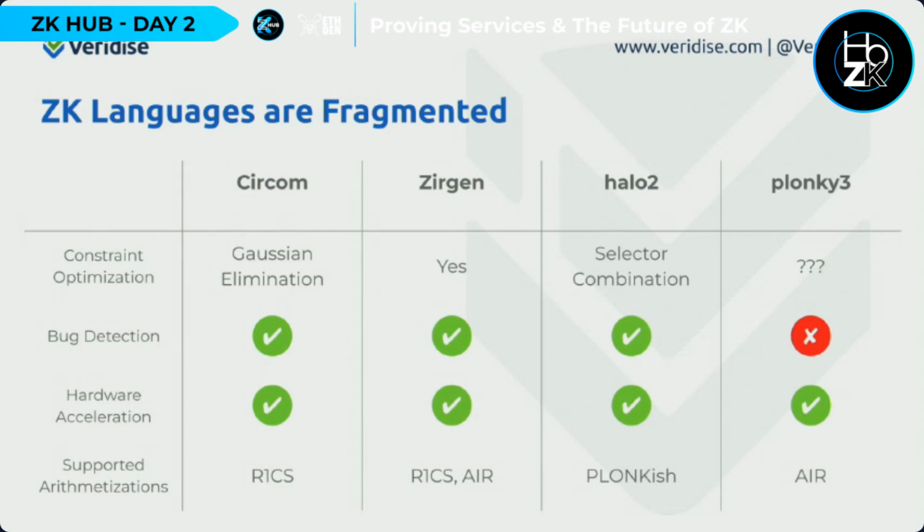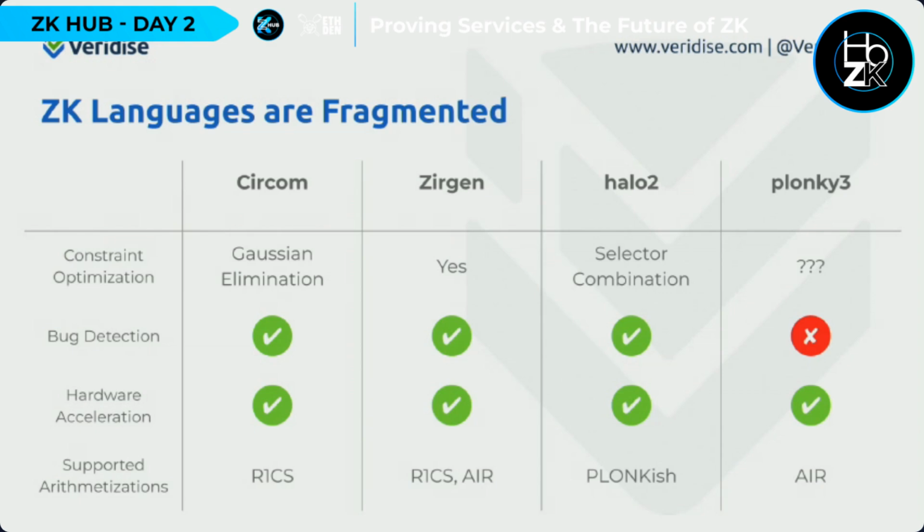However, there's kind of an issue with this. The issue is there's a lot of redundant work that needs to go into creating a ZK language, which is you actually need to create a front end. You need to compile down to normally an intermediate representation. You need to arithmetize your circuit. And then on top of that, there's a whole lot of things that people expect to come along with their language. And some of these are shown here.